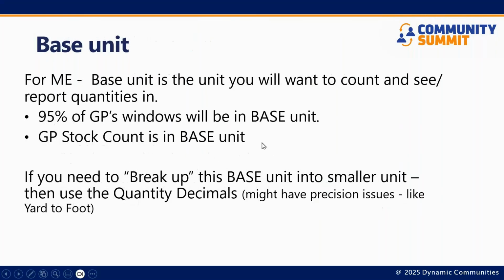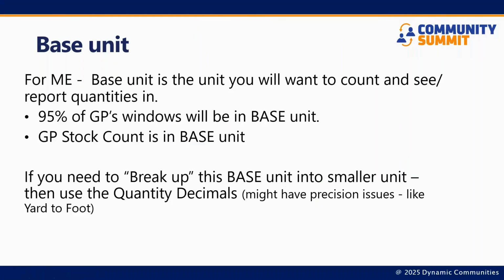So for me, I've heard other consultants say this differently, but I come from an operations background. So this is what makes the best sense to me and how I've always had clients set it up. The base unit should be the unit that you want to count, you want to see and report quantities on. 95% of GP's windows will be in base unit, and I'll show you the exception later. And the GP stock count is in base unit. You're counting the base unit. So whatever is the thing that you want to count and see your quantities in, that should be your base unit.